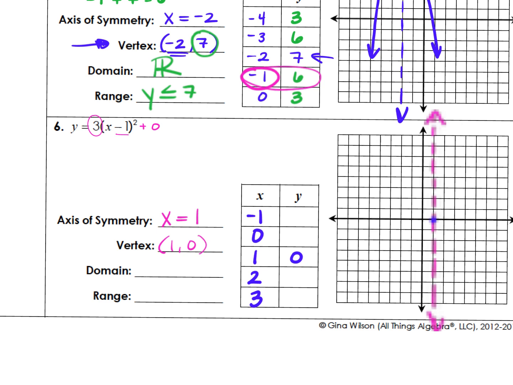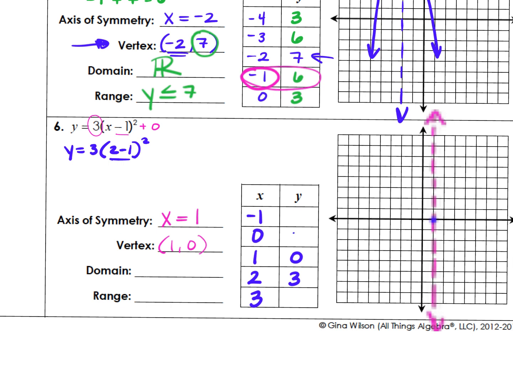Do you want to plug in -1 and 0 or 2 and 3? 2 and 3. Okay, so this is going to be y equals 3 times (2 minus 1) squared. Again, you may plug that into your calculator exactly like that if you want, or you can do the mental math. 1 squared is 1 times 3 is 3. So when you plug in a 2, you get a 3. Where else does that 3 go?